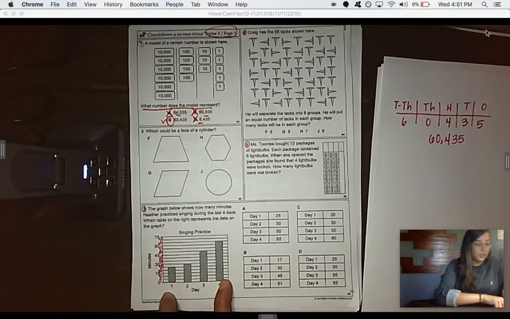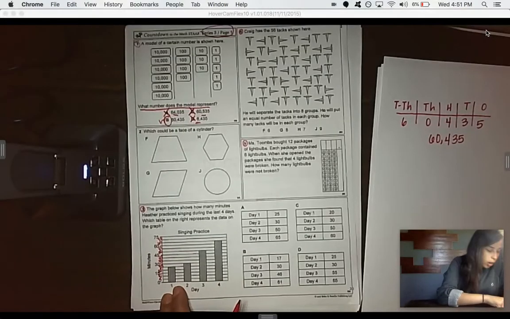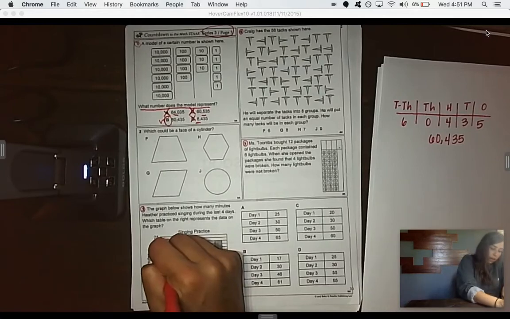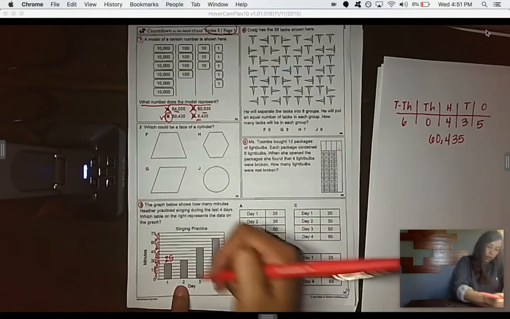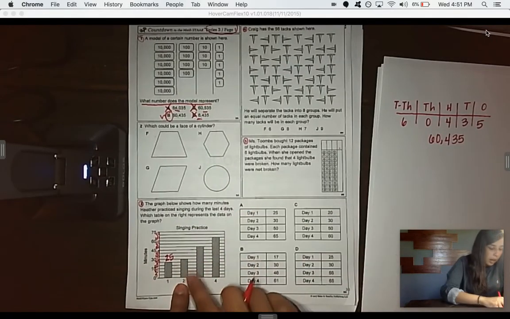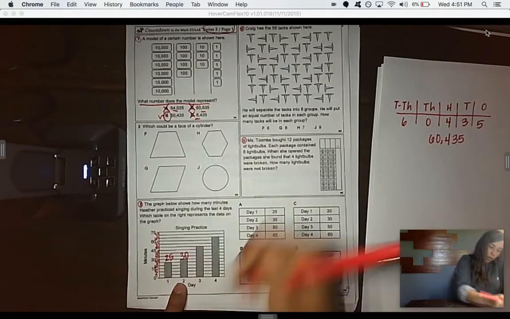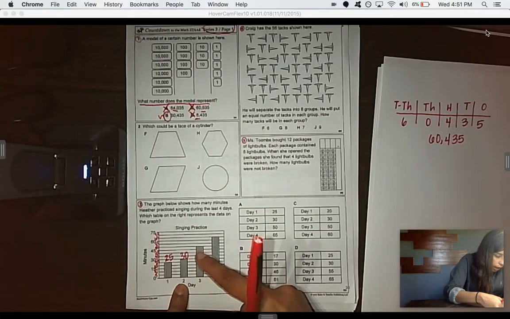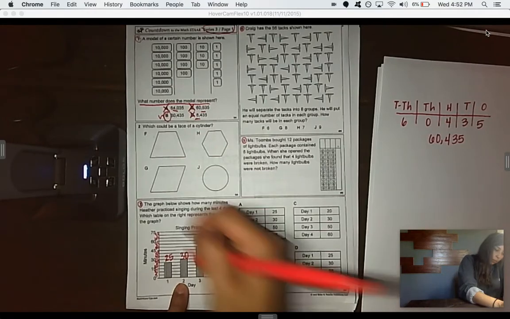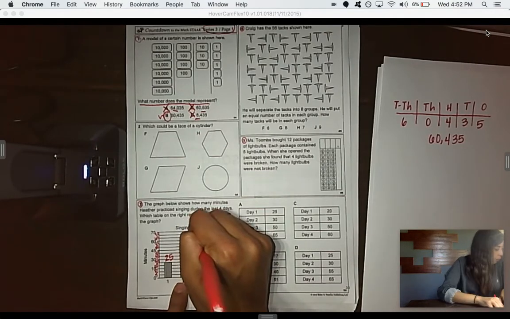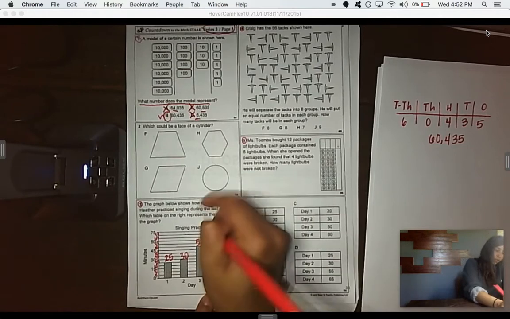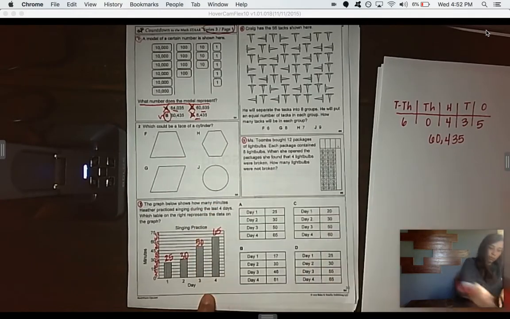Now it's really easy for me to see that on day 1, she read 25 minutes. I'm going to quickly label the value of each bar. I see on day 2, she read 30 minutes. On day 3, we can see she read 50 minutes. And on day 4, I see that she read for 65 minutes.